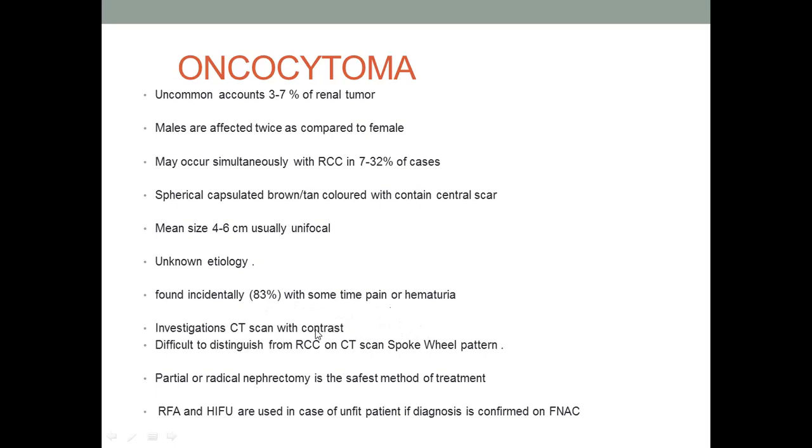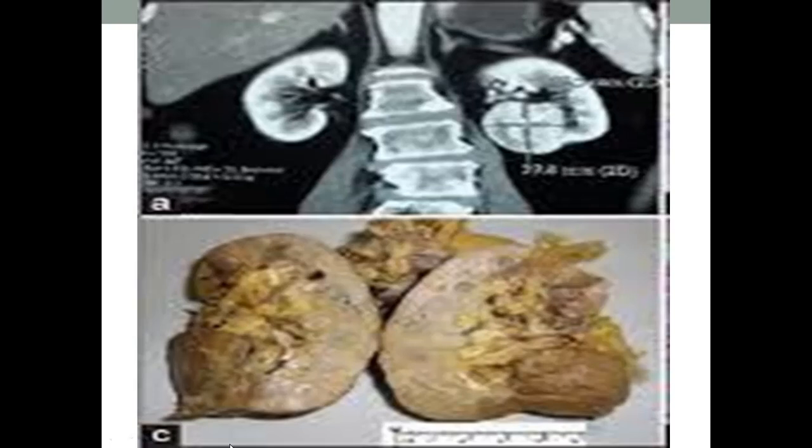CT scan with contrast is the most important investigation. Sometimes it is very difficult to differentiate between RCC and the oncocytoma. And the treatment is a partial nephrectomy, but radiofrequency ablation and HIFU can be another option if the patient is unfit. You can see here, this is the tumor, and here lies the cut section.